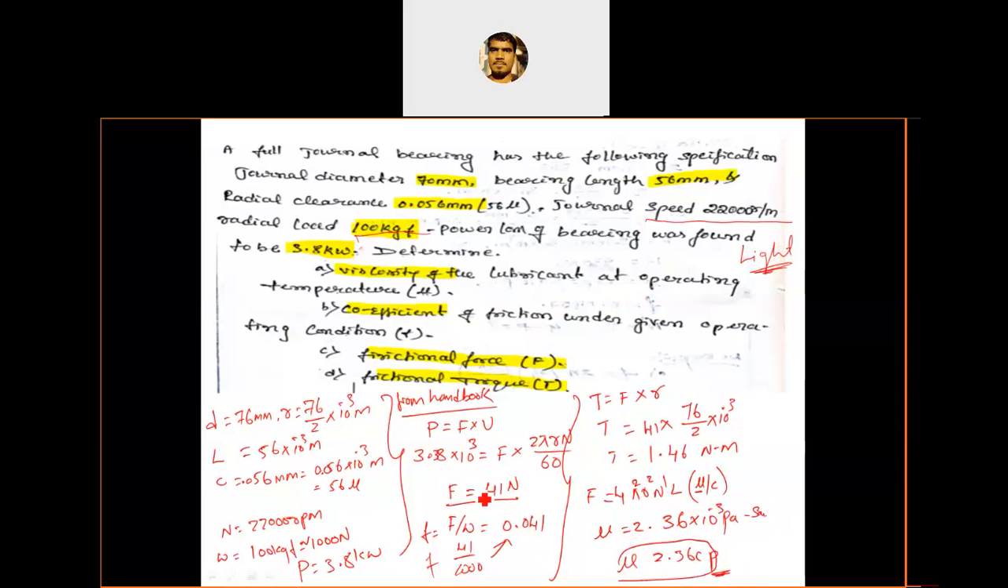First we got the value of F. By using F, we find the value of coefficient of friction, then torque, then mu. So these are very simple problems. They have given clear data. By using the data and the handbook, we have the required equations. By using those equations, we can easily solve the unknown parameters. Clear?